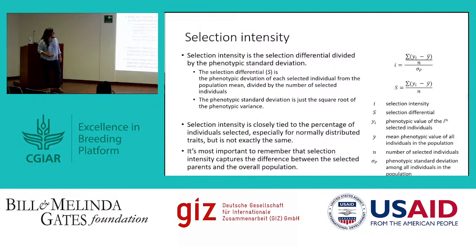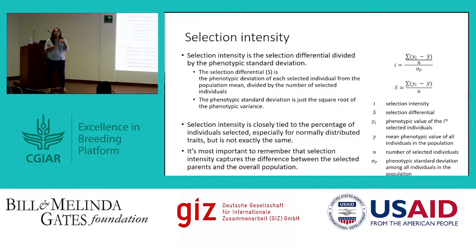The selection differential, S, is the phenotypic deviation of each of your selected individuals from the overall population mean, whether selected or not. Then we divide that by the number of selected individuals, and divide that whole thing by the phenotypic standard deviation to get intensity. So selection intensity is pretty closely tied to the percentage of individuals you select, especially for normally distributed traits, but it's not exactly the same, and I'll show you why in the next slide.